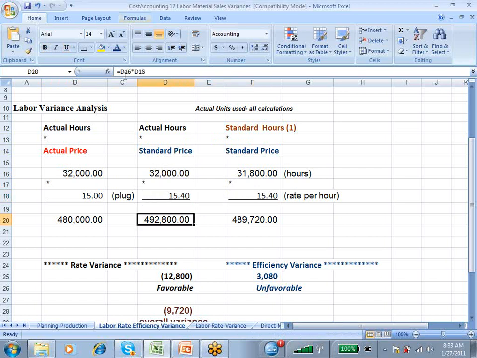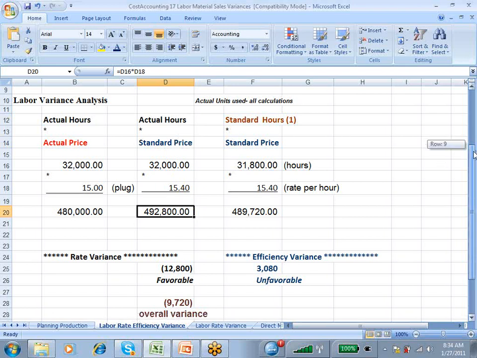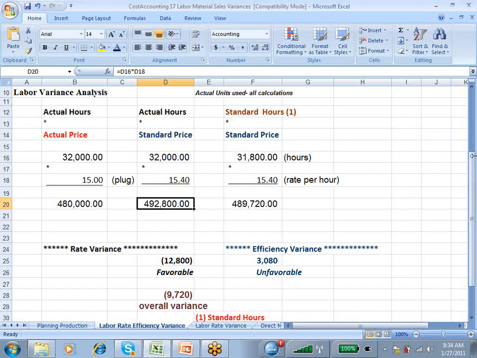We multiply actual hours times standard price and we get a total in the middle. The reason that is done is to say, what if we assume actual hours worked and multiplied it by the standard price? Where would we end up then, which is sort of a middle figure? The reason that we have those three columns is to come up with our variances.